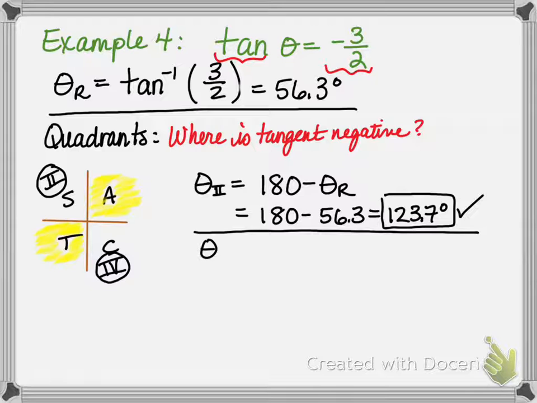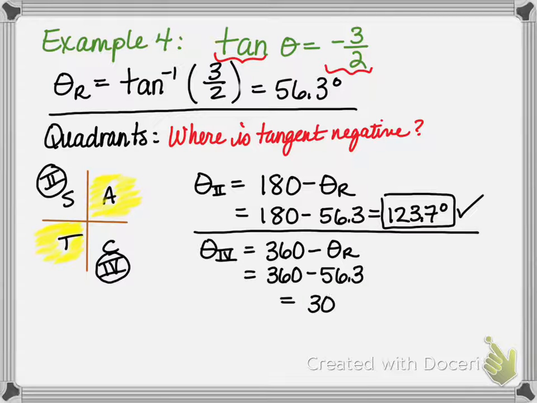My second angle is found in the 4th quadrant. The formula for the 4th quadrant, go to your formula sheet, is 360 minus theta r. So I substitute my theta r, which I found earlier, 56.3. And so 360 minus 56.3 is 303.7 degrees. And I'm good there as well. Okay.